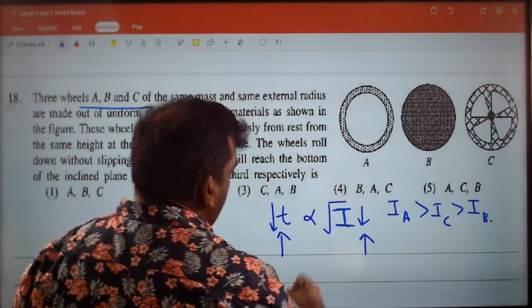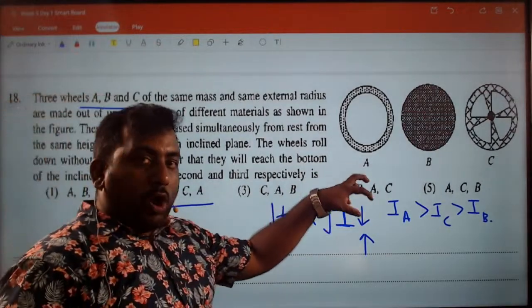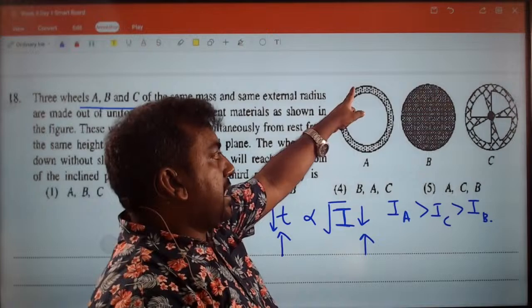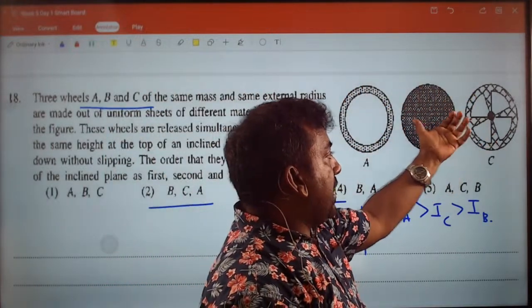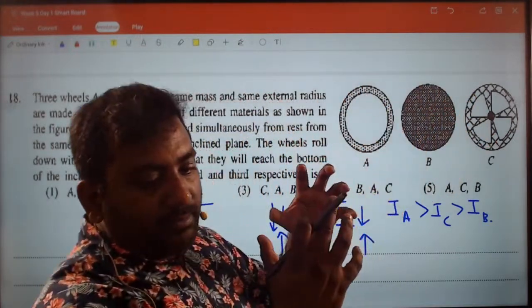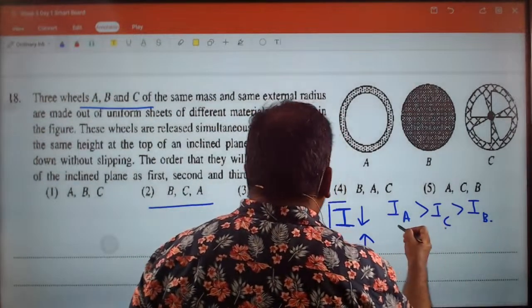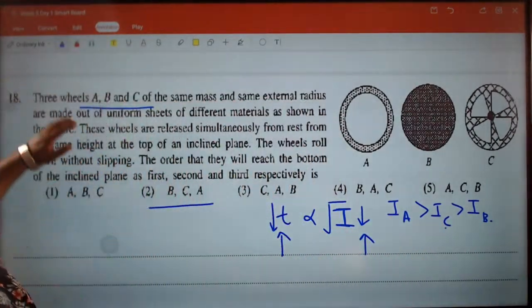Okay. So here, smaller inertia, lesser time, large inertia, more time. So here, greatest inertia, second greatest inertia, smallest inertia. So it means closer distribution. So who will reach the bottom first? B, C, A. Correct answer number 2. Right.